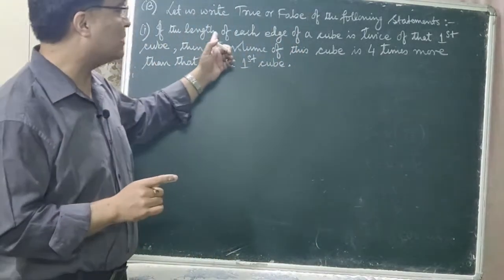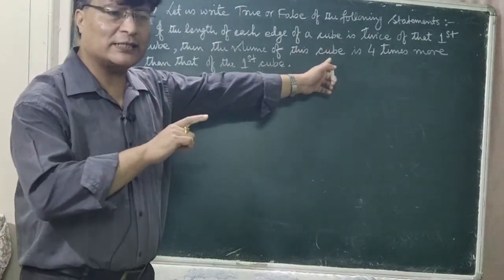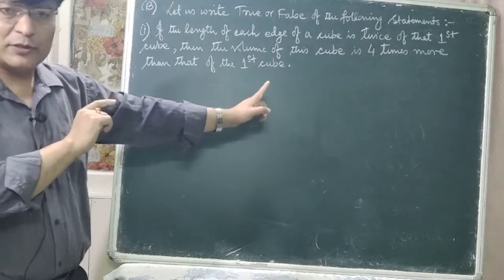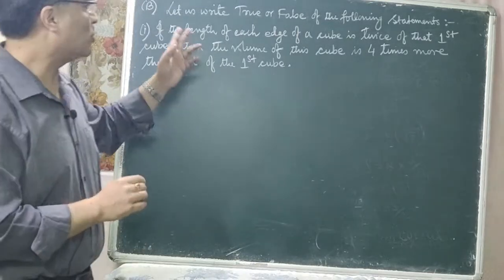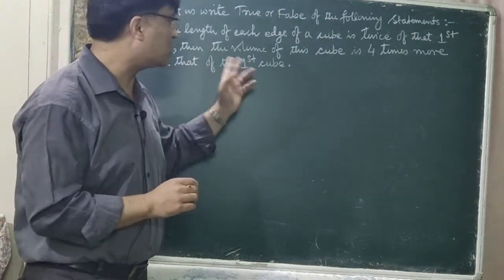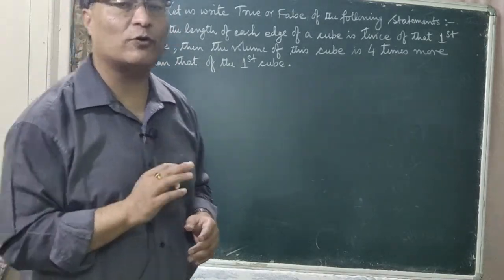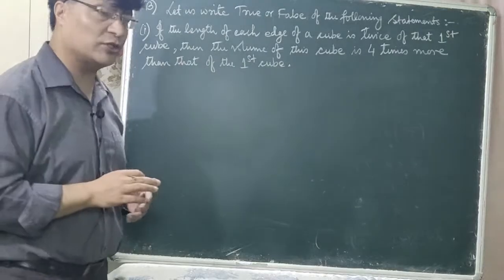So what will be the length of each edge of the second cube? It is twice that of the first cube, so it will be twice a. So you have to check whether the statement is correct or wrong. That is, the volume of the second cube is 4 times more than that of the first cube.